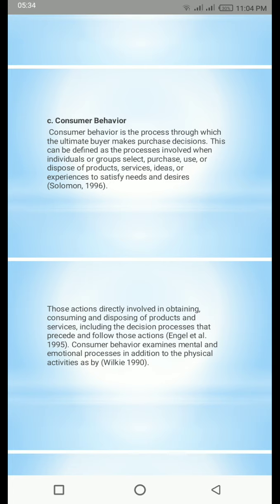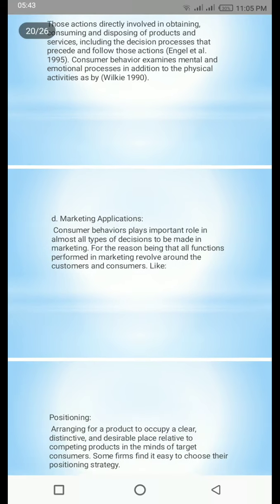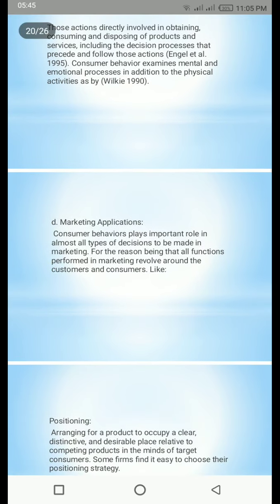Consumer behavior examines mental and emotional processes in addition to physical activities. Marketing application: consumer behavior plays an important role in almost all types of decisions to be made in marketing, the reason being that all functions performed in marketing revolve around the customer and consumer.